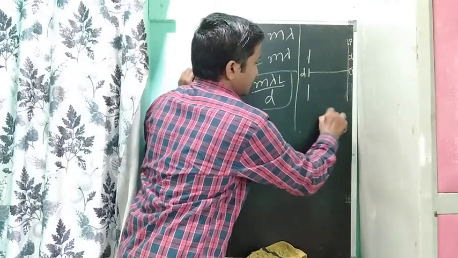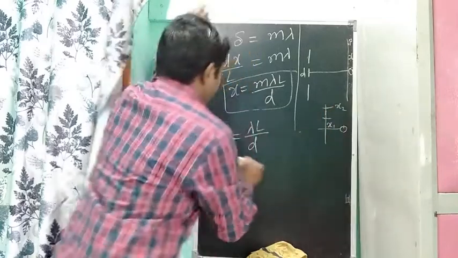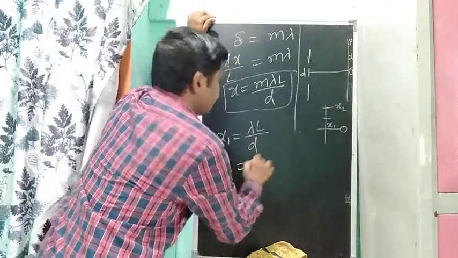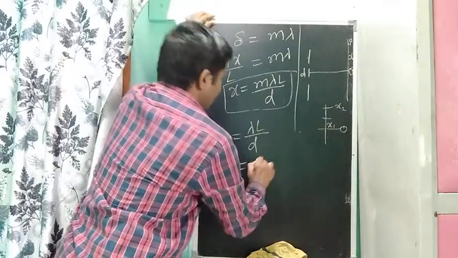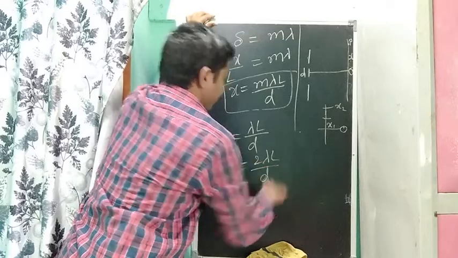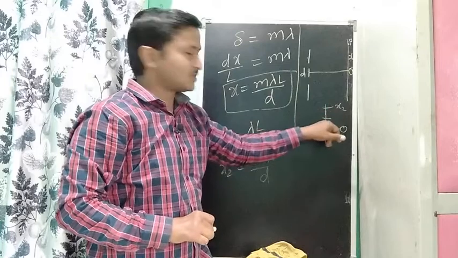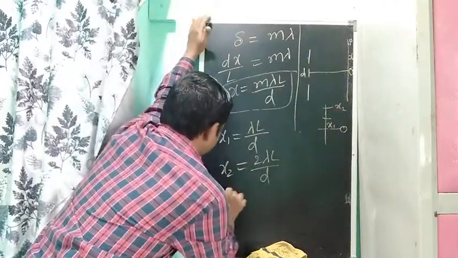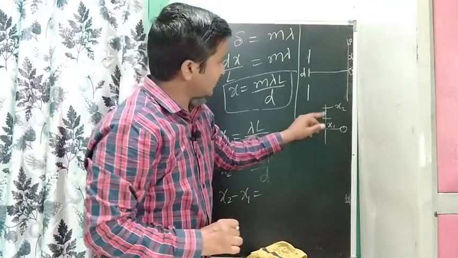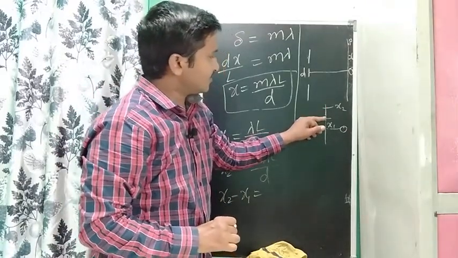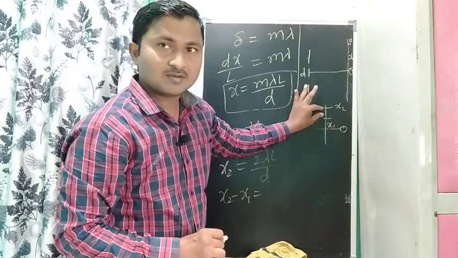First bright fringe x1, second bright fringe x2. Suppose the distance of the second bright fringe from the center is x2 equal to 2 lambda L by d. If you substitute m equal to 2, we get the position of the second bright fringe from the center. From this, x2 minus x1, the distance between the second and first bright fringe, gives the width of the dark fringe.